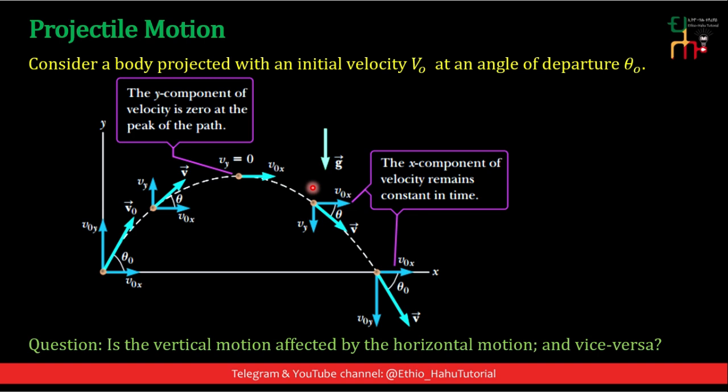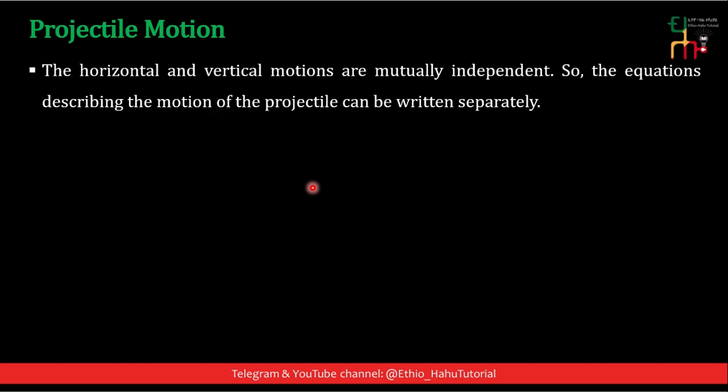The question is, is the vertical motion affected by the horizontal motion and vice versa? Can the vertical motion be affected by the horizontal motion, or can the horizontal motion be affected by the vertical motion? This is the question. Since the vertical motion and the horizontal motion are independent of each other, one cannot affect the other. Therefore, the horizontal and vertical motions are mutually independent. So, the equations describing the motion of the projectile can be written separately.